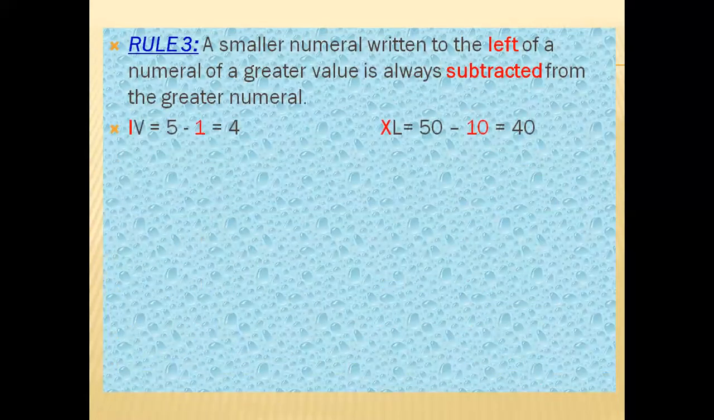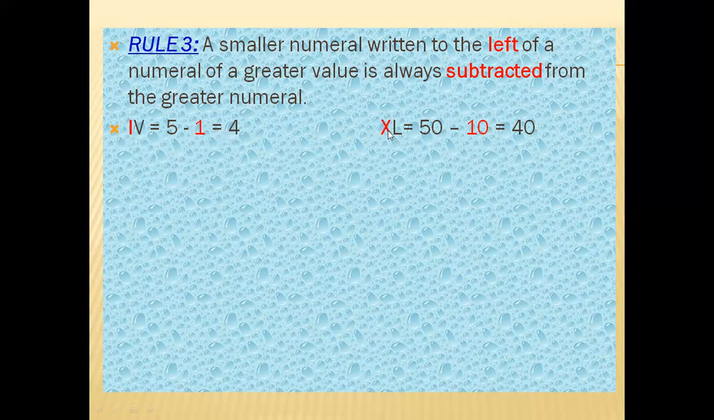Next, about rule 3. A smaller numeral written to the left of a numeral of a greater value is always subtracted from the greater numeral. See here, this one is a smaller numeral, this one is a greater numeral. If we write the smaller numeral to the left of a greater numeral, it means subtraction. Okay, 5 minus 1 equals 4.